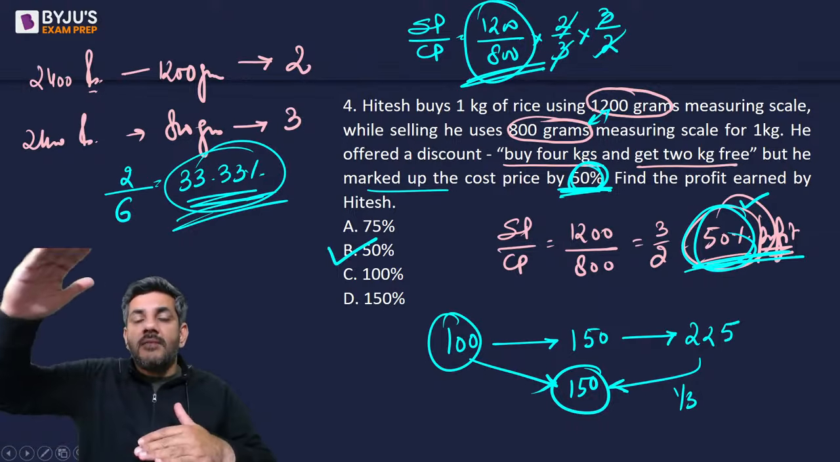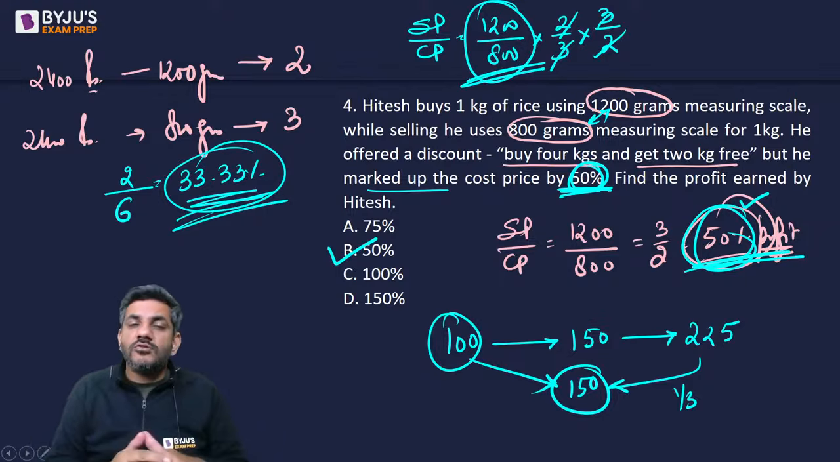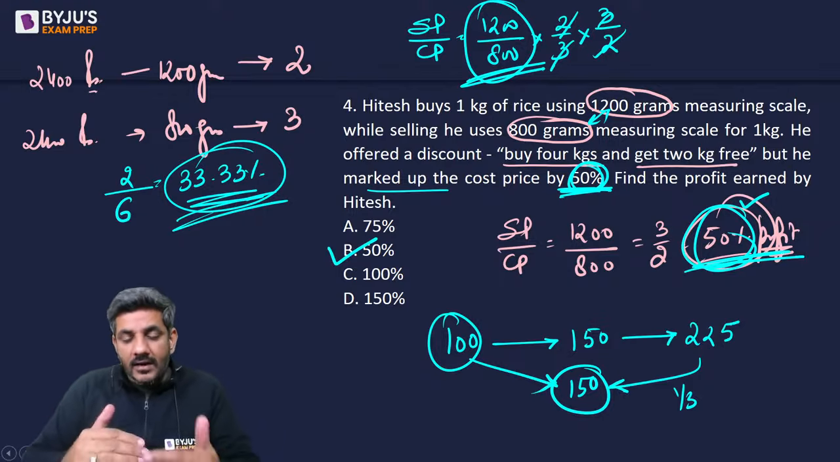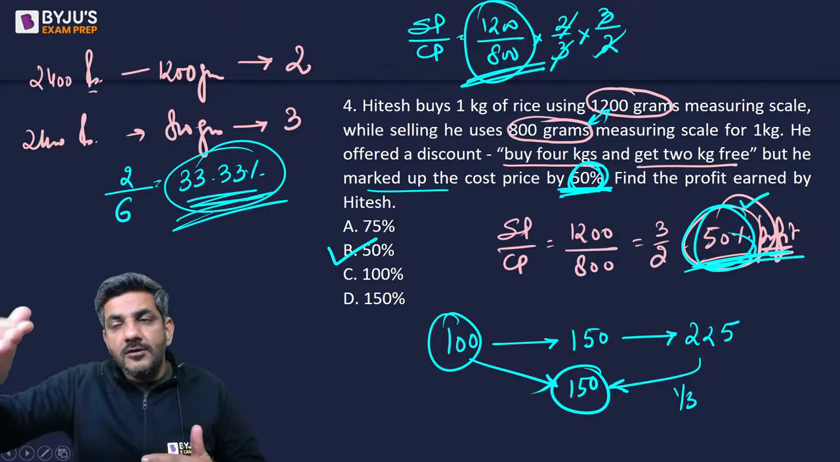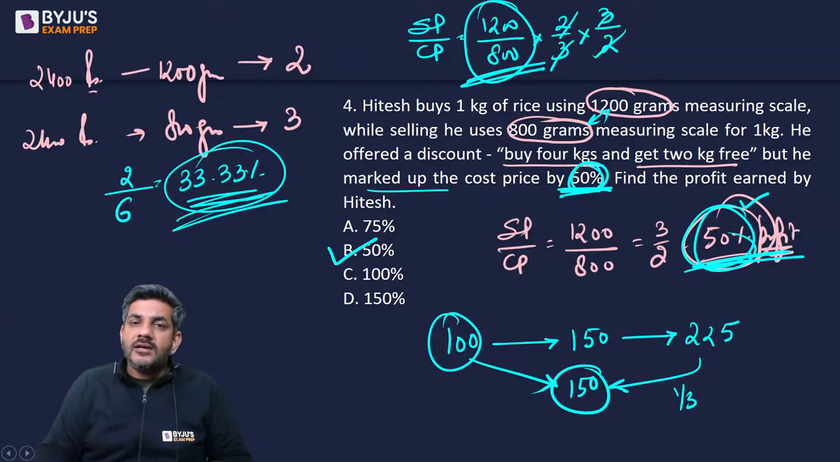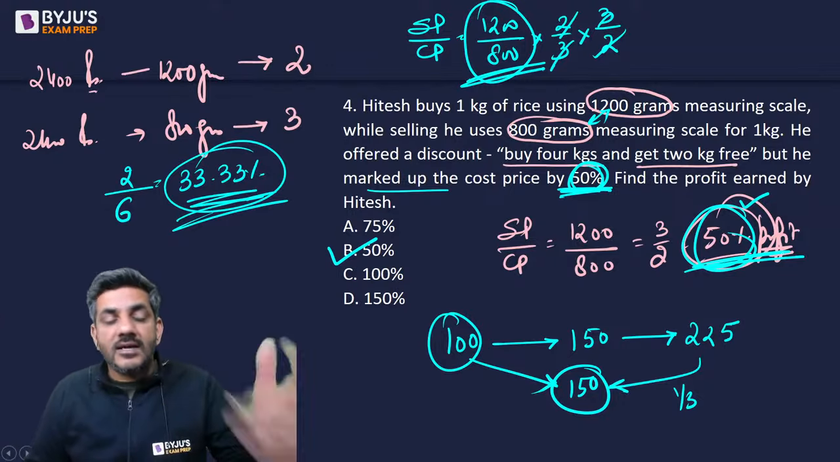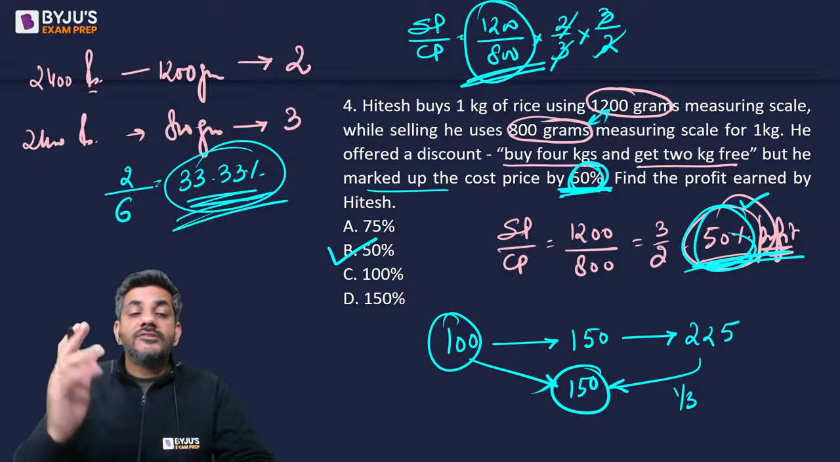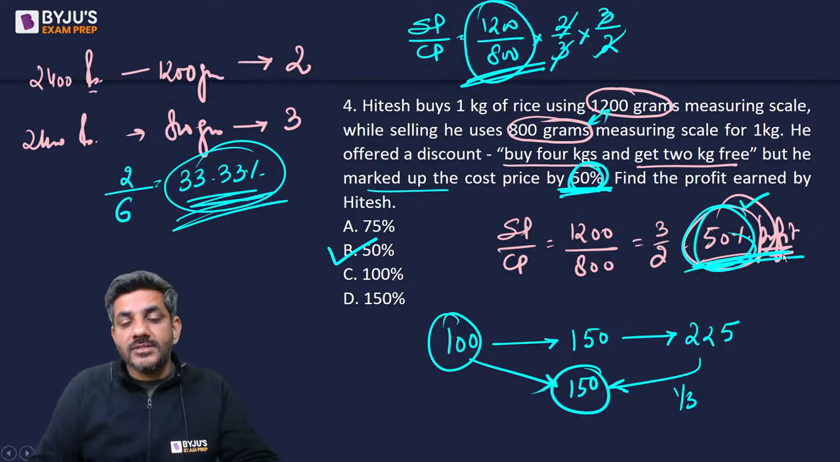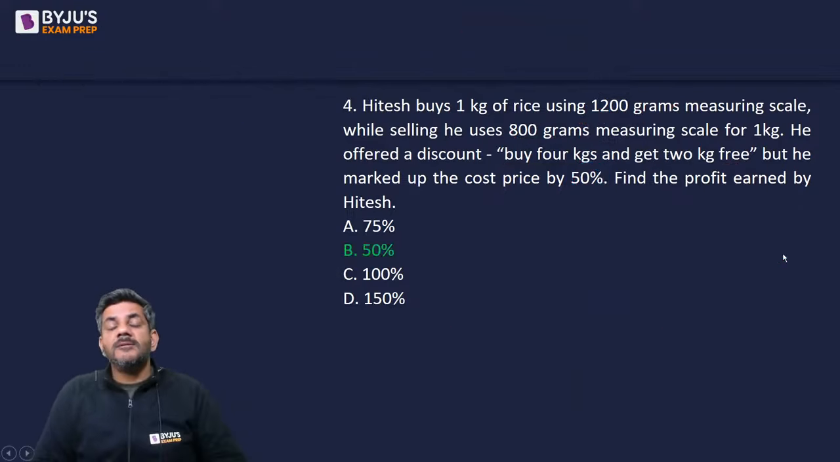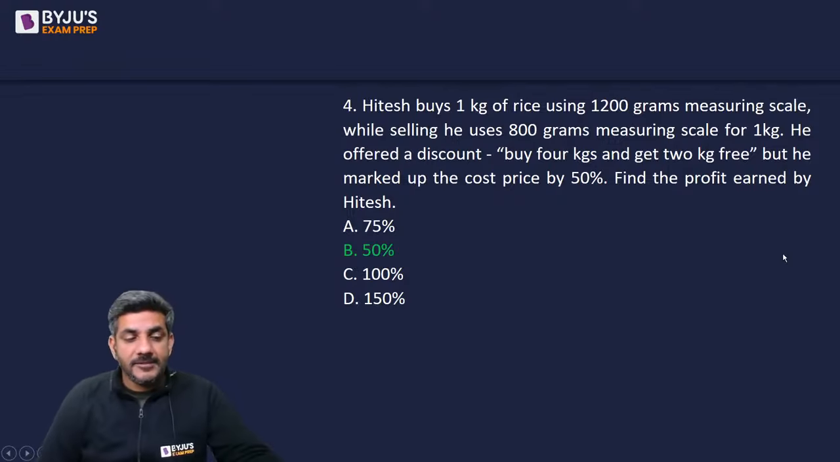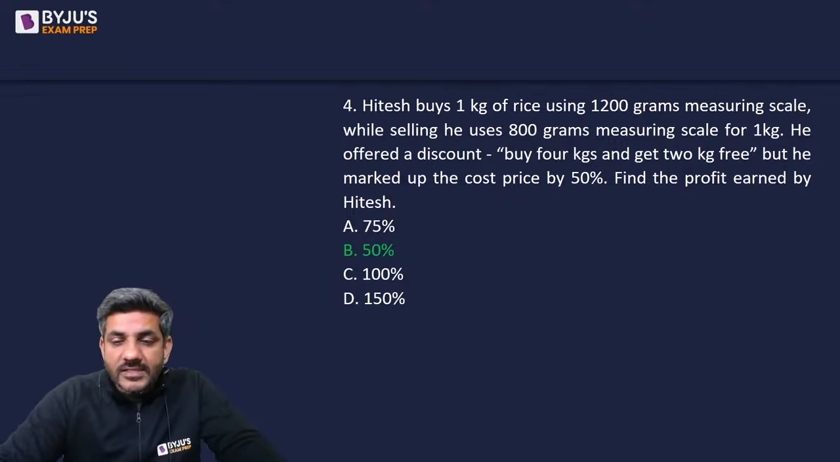मतलब 50% मार्कअप और 33% डिस्काउंट, ये तो चीज को वापस वही ले आते हैं. 100 में आप 50% बढ़ा दो 150, उसमें 1/3 का डिस्काउंट तो वापस 100. तो जो भी प्रॉफिट हुआ वो तो सारा का सारा स्केल की वजह से हुआ. Scale was giving us a profit of 50%. So by that logic, I can say my answer is B option, 50%. I'm sure this is also clear now.